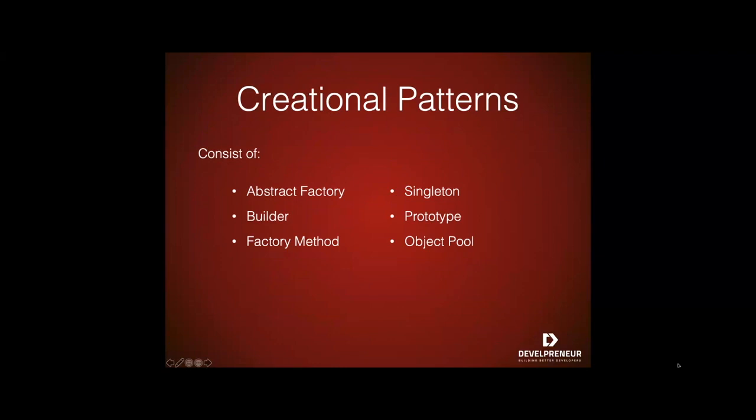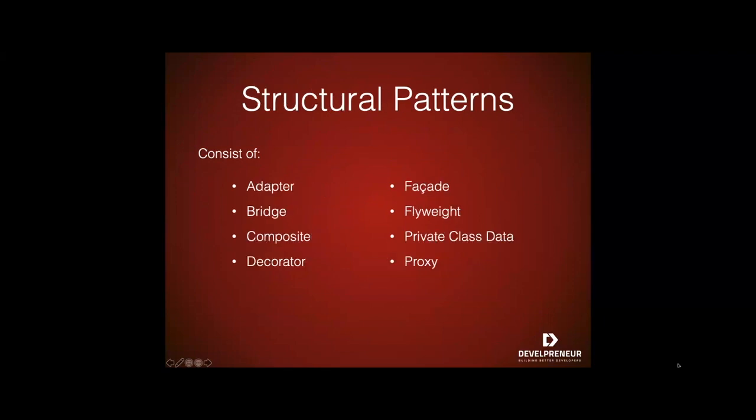Singleton is essentially a class of which only a single instance can exist. Prototype is a fully initialized instance to be copied or cloned. Object pool avoids expensive acquisition and release of resources by recycling objects that are no longer in use. Next, we have our structural patterns.